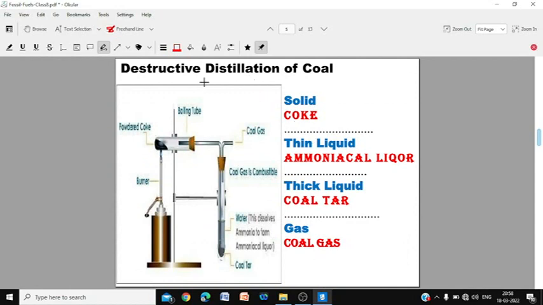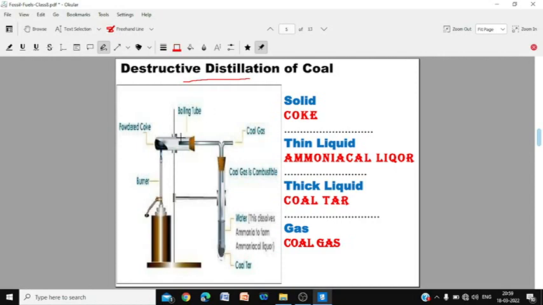Destructive distillation of coal. When you heat something or burn something in the absence of air, or out of contact with air, it is called destructive distillation. You have to heat something out of contact with air, or in a very limited supply of air. That is called destructive distillation.